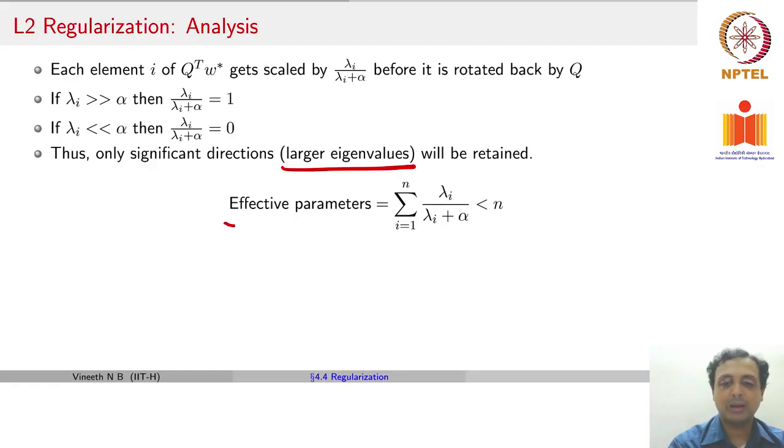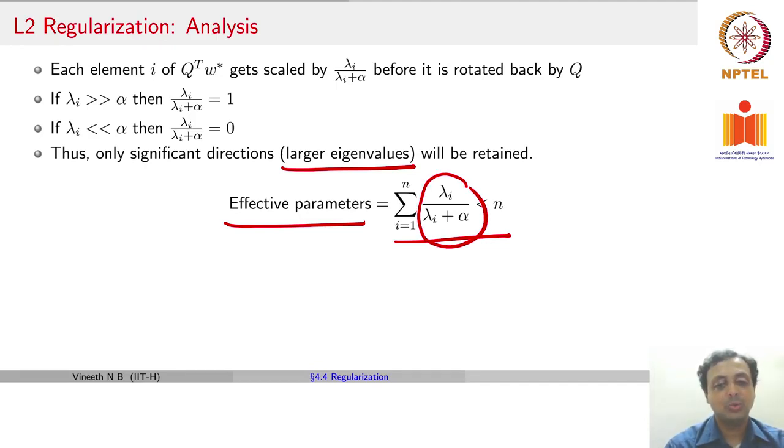The total number of parameters is going to be given by the summation from i equals 1 to n of lambda_i by (lambda_i plus alpha), which has to be less than n, because lambda_i by (lambda_i plus alpha) will be a quantity less than or equal to 1. So the sum over all n elements will be less than n. Even if you had n parameters, or n components, or dimensions in your W star vector, the effective parameters will definitely be fewer.